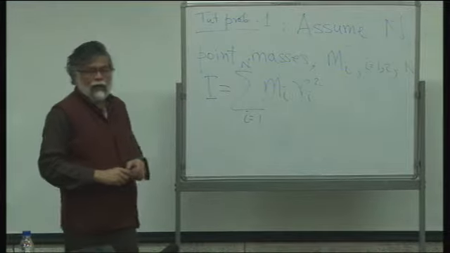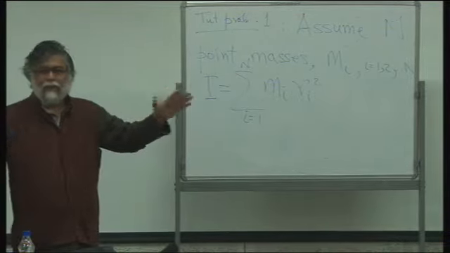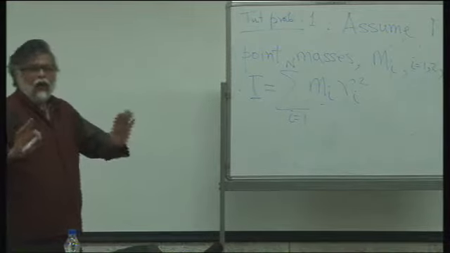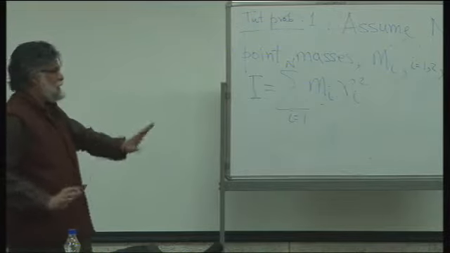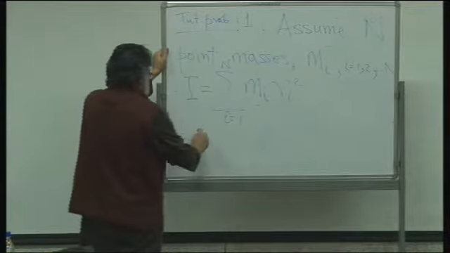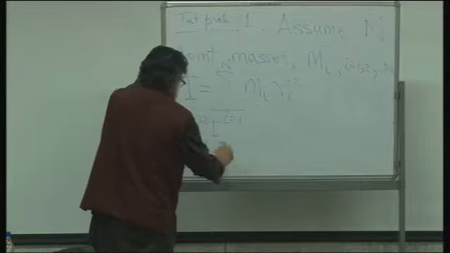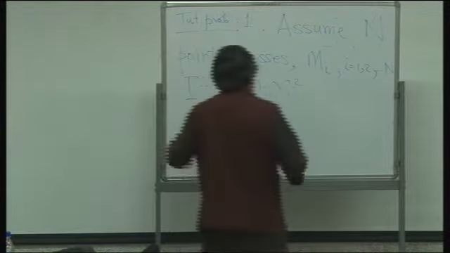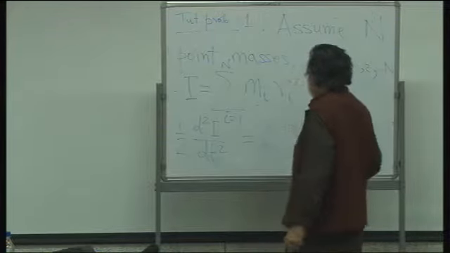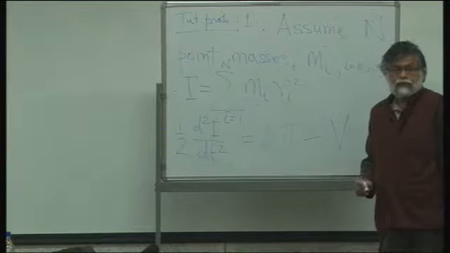Prove, and obviously, since gravity is universal, there will always be gravitational force between any two mass points. They are all neutral mass points, so there are no other forces but gravity. Prove that half the second derivative of this moment of inertia is equal to twice the total kinetic energy minus the total gravitational potential energy.